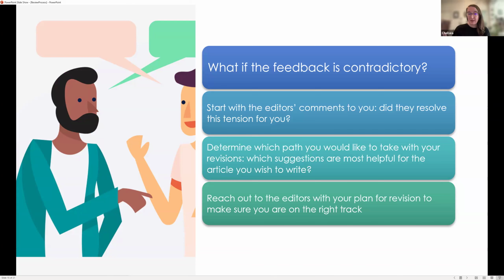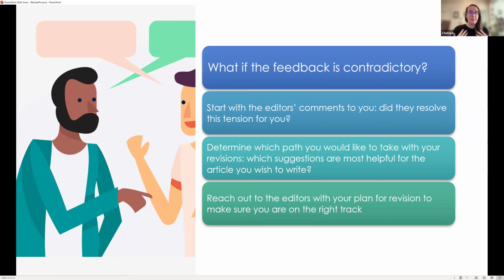So we mentioned before, maybe the feedback is contradictory. What do you do then? The first thing you should do is go back to those editors' comments because often they will have resolved that issue for you. They will have pointed out which is the side that they're leaning towards or which they think is more important. Particularly if there is a discrepancy about the way they want you to pitch this to the audience. The next one is also, this is still your article.